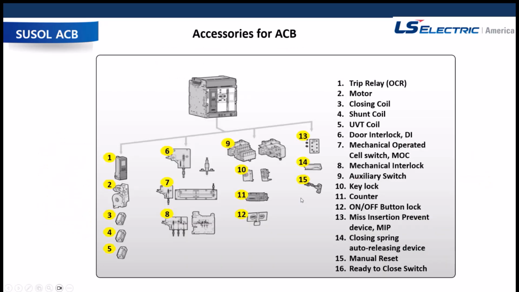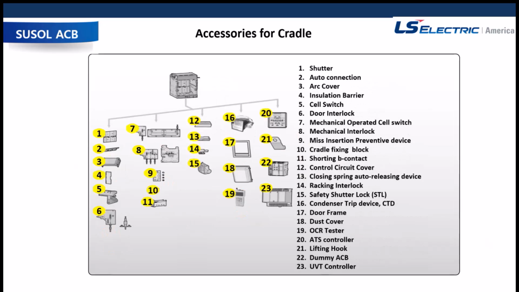Accessories for the air circuit breaker. So we have the AAA OCR, which is number 1, then the motor, the closing coil, then the shunt coil, undervoltage trip coil, door interlock. So these are all just showing all the options and features for anything outside the OCR and the frame. So it's just another bunch of pictures, and this is coming right from our catalog. Here's all the options available for the accessories with the cradle type.